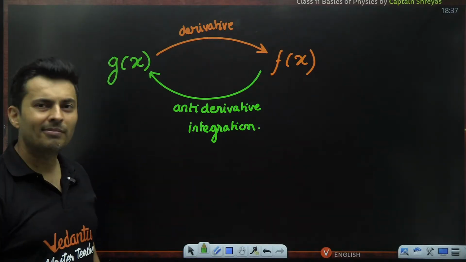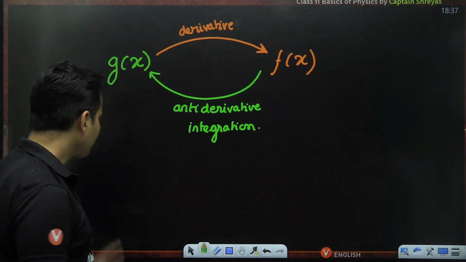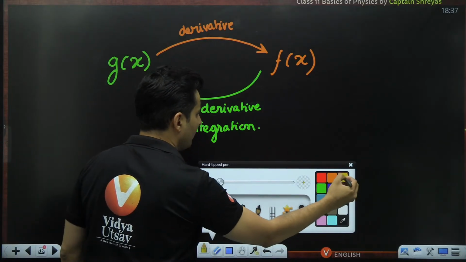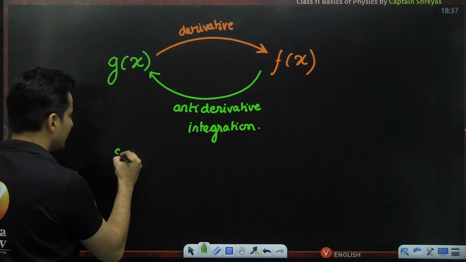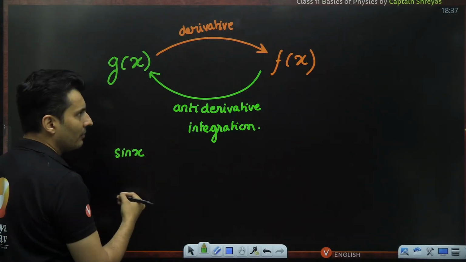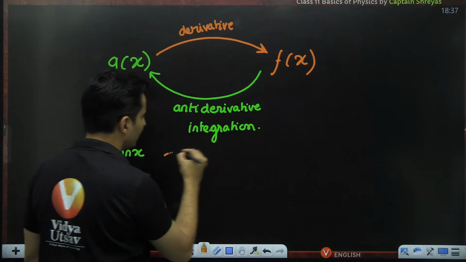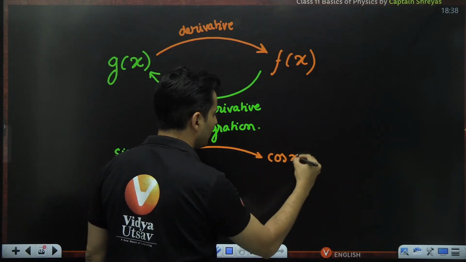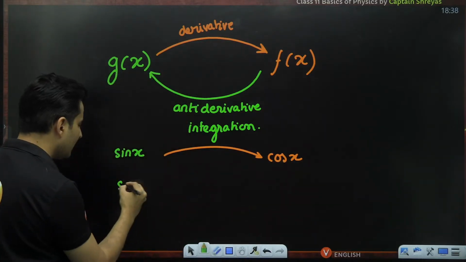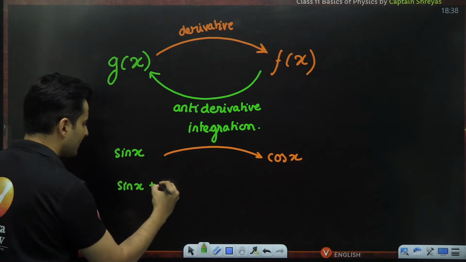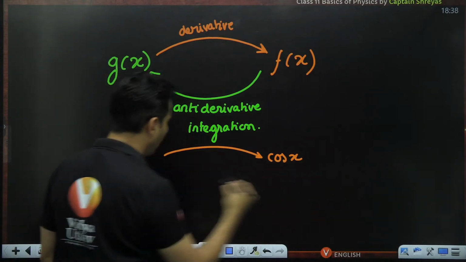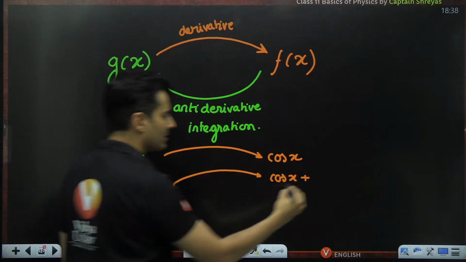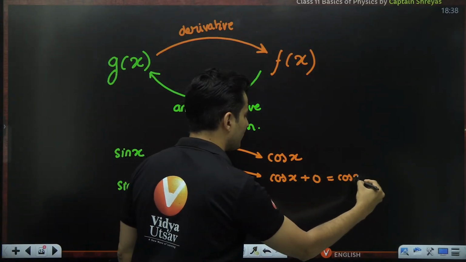But there is one problem when I find the antiderivative, and let me show it to you with a live example. Say I give you some function like sine of x, which is g of x. What will be the derivative of this? We all know the derivative of sine of x is nothing but cos of x. But let's say my function is sine of x plus 4. The derivative of sine x is cos of x, and 4 is a constant, whose derivative is 0. So it will still be cos of x.